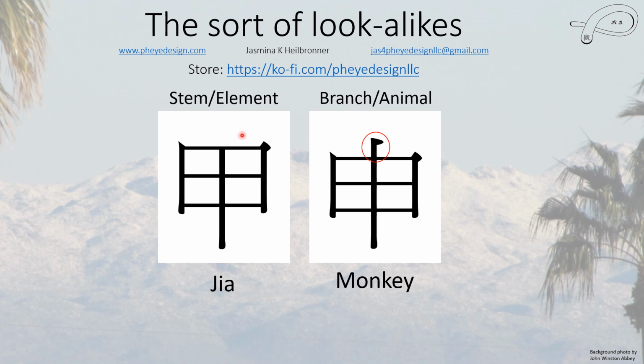So here's Ja. This is an element, or the stem, and that's yang wood. This is the monkey. It has that little extra piece there. That's the way you tell the difference. They usually take up the same space, so this area is a little shorter, but this is what I look for, that little thing sticking out the top. That's the monkey.